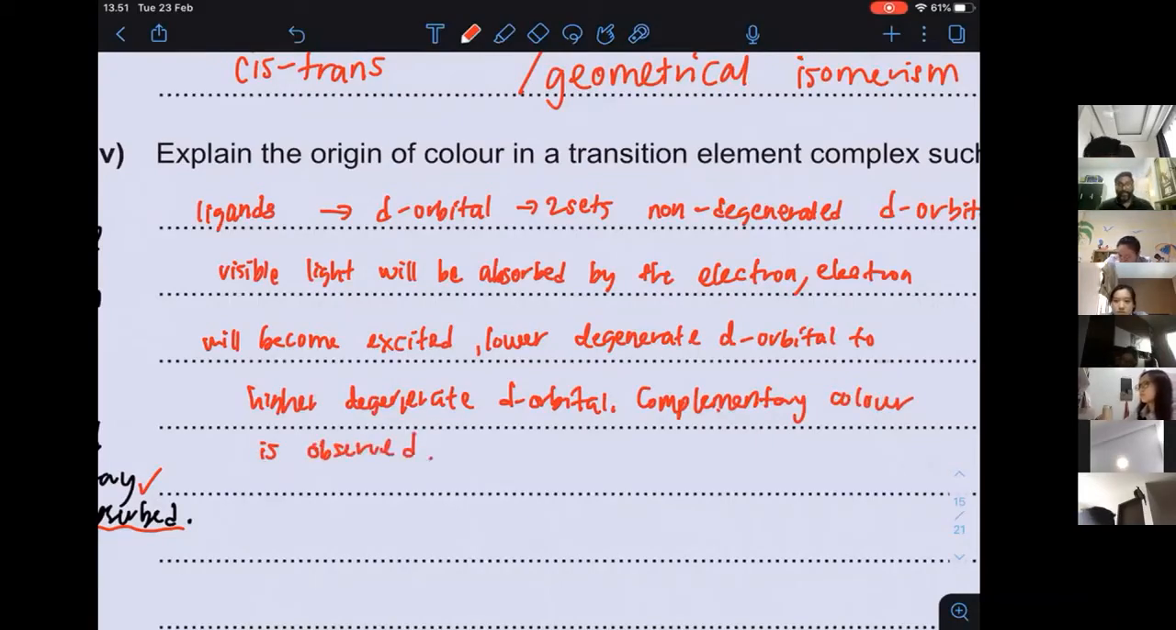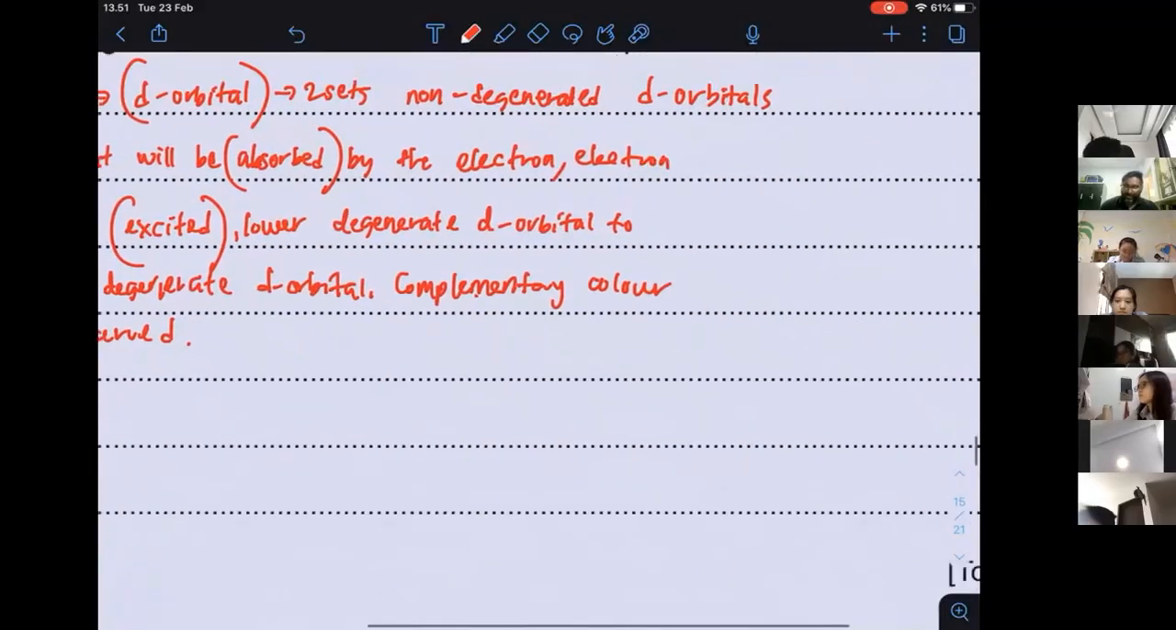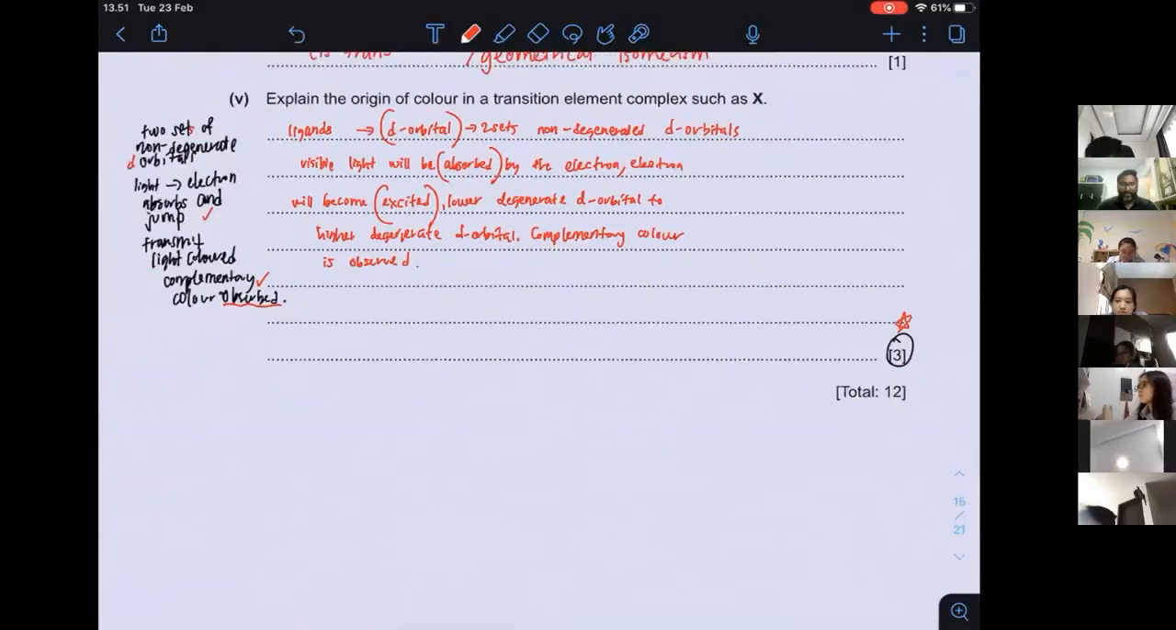Okay, based on the frequency of light that is going to be absorbed. So, 3 marks: d orbitals with different energy, light will be absorbed, electron becoming excited. These are the 3 points that they are looking for. Okay, if you are not sure, please refer to the marking key. These are the points that they are looking for.